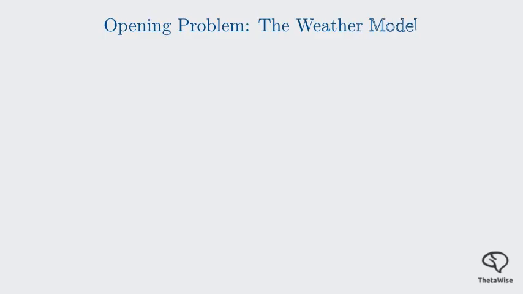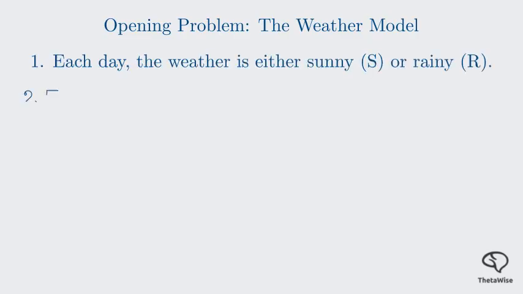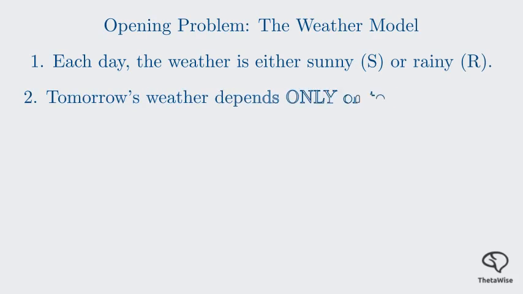Let's start with a classic problem that demonstrates the utility of these concepts. The weather model. Imagine a seaside town in springtime. Observations show that each day the weather is either sunny or rainy. Crucially, tomorrow's weather depends only on today's weather. This is the hallmark of a Markov process.